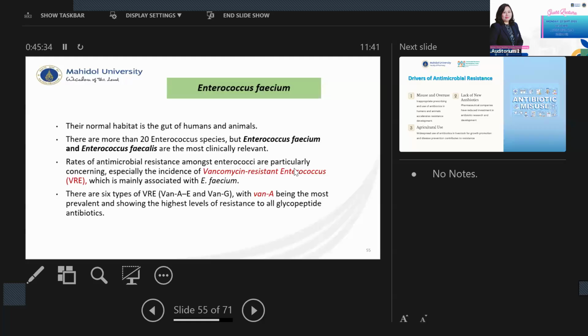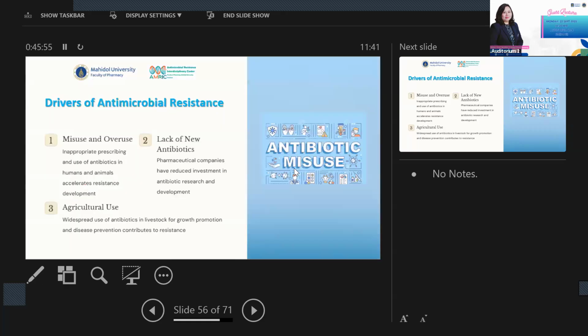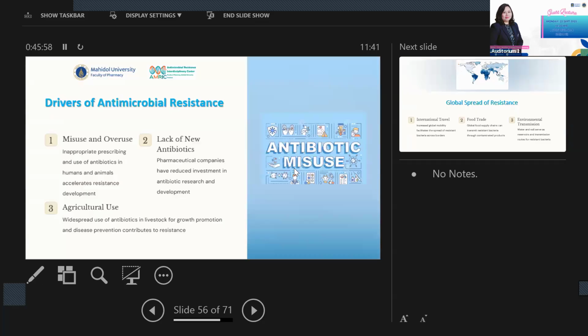Okay, another Gram-positive with a similar thing, VRE. Okay, vancomycin-resistant enterococcus. Mostly it's a change in the vancomycin target, a change in the vancomycin receptor. So that would be a very easy way to resistance. Okay, this one is the first question that I asked you.